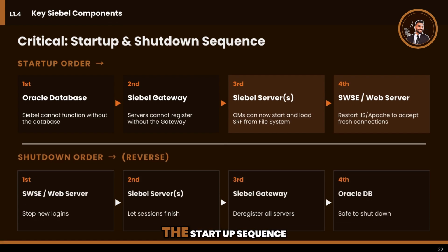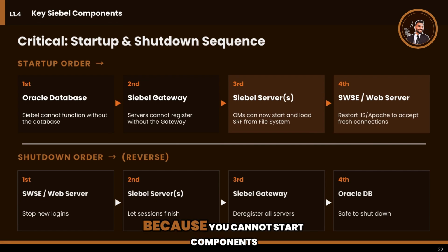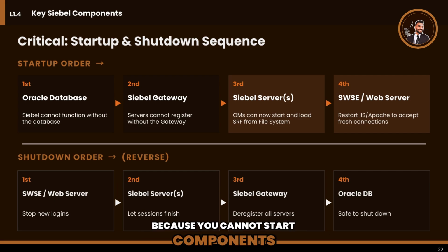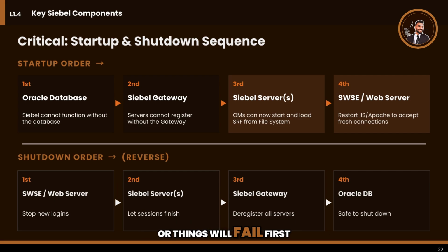I want to end with the startup sequence because this is critical knowledge for any administrator, because you cannot start components in the wrong order or things will fail. First, Oracle database. Siebel cannot do anything without access to its data. Second, Siebel Gateway Server. It needs to be up before any Siebel server can register. Third, Siebel Server. Once the gateway is running, the Siebel server can connect and start its components, including the object managers. Fourth, the SWSE restart or confirmation.